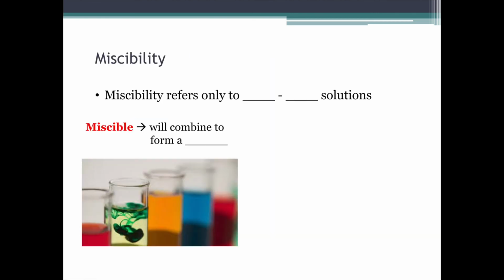Now our final topic in this video is miscibility. Miscibility refers only to liquid-liquid solutions. To be miscible, this is something that will combine to form a solution. So for example, food dye and water are miscible. They're both liquids, and when you combine them, you form a homogeneous solution. They dissolve in each other. So we would say that those two liquids are miscible in one another.